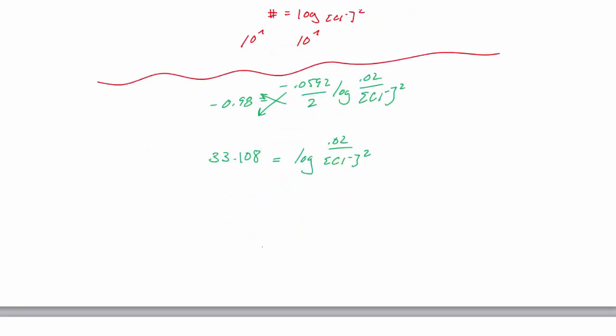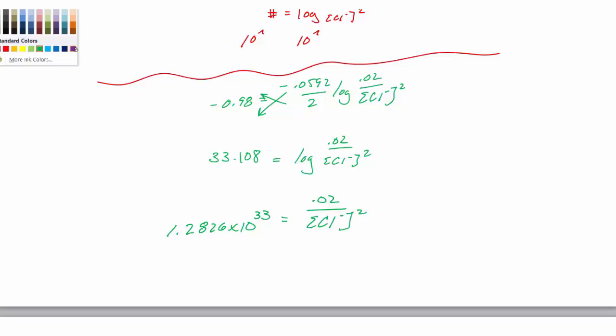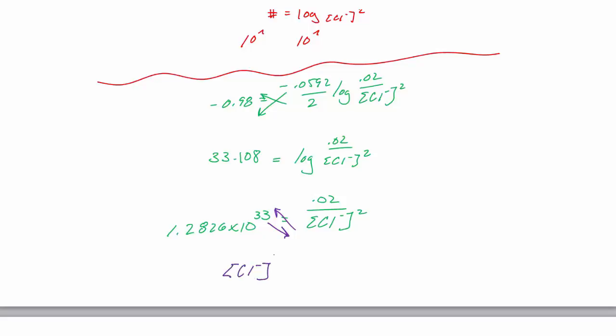Now let's raise both sides to the 10 power. I get about 1.2826 times 10 to the 33 equals 0.02 over chloride squared. So you see what to do now? Bring the chloride squared to the top, right? Bring that 10 to the 33 to the bottom. I can solve for chloride. If you don't see it, let me write it out. Chloride squared would be 0.02 over 1.2826 times 10 to the 33. Okay, so find that, then take the square root. About 3.95 times 10 to the negative 18.